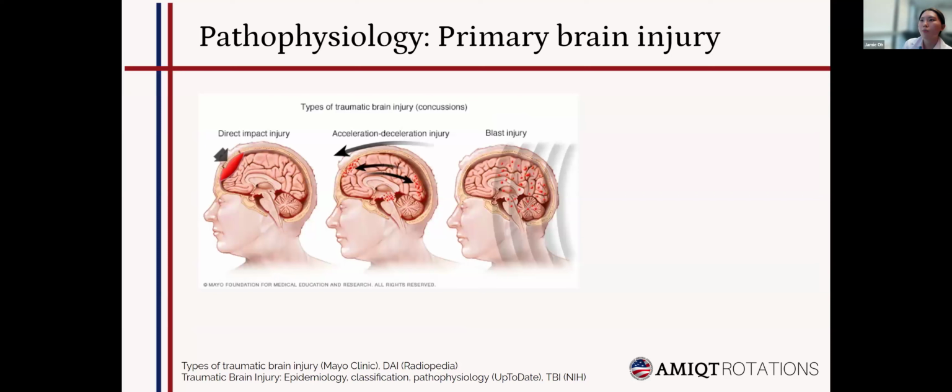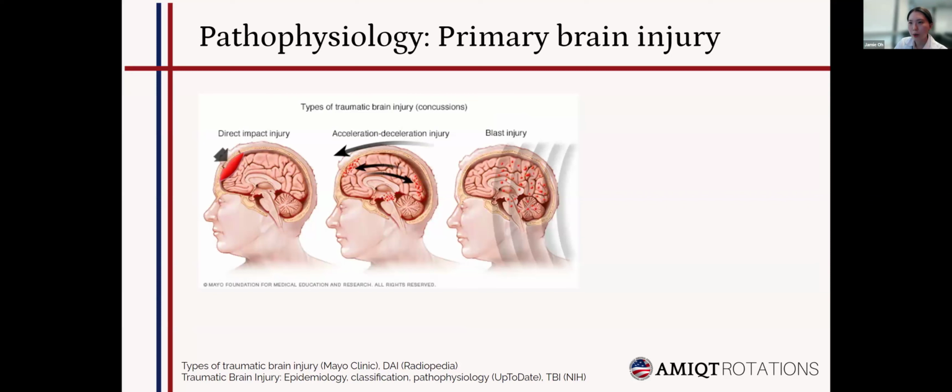So how does traumatic brain injury work in terms of pathophysiology? It's divided into two types. So there's firstly primary brain injury, and secondary brain injury, which I'll discuss in the next slide. Primary brain injury occurs at the time of the trauma. It can occur through multiple ways. Firstly, direct impact injury, from the head striking an object or an object striking the head.